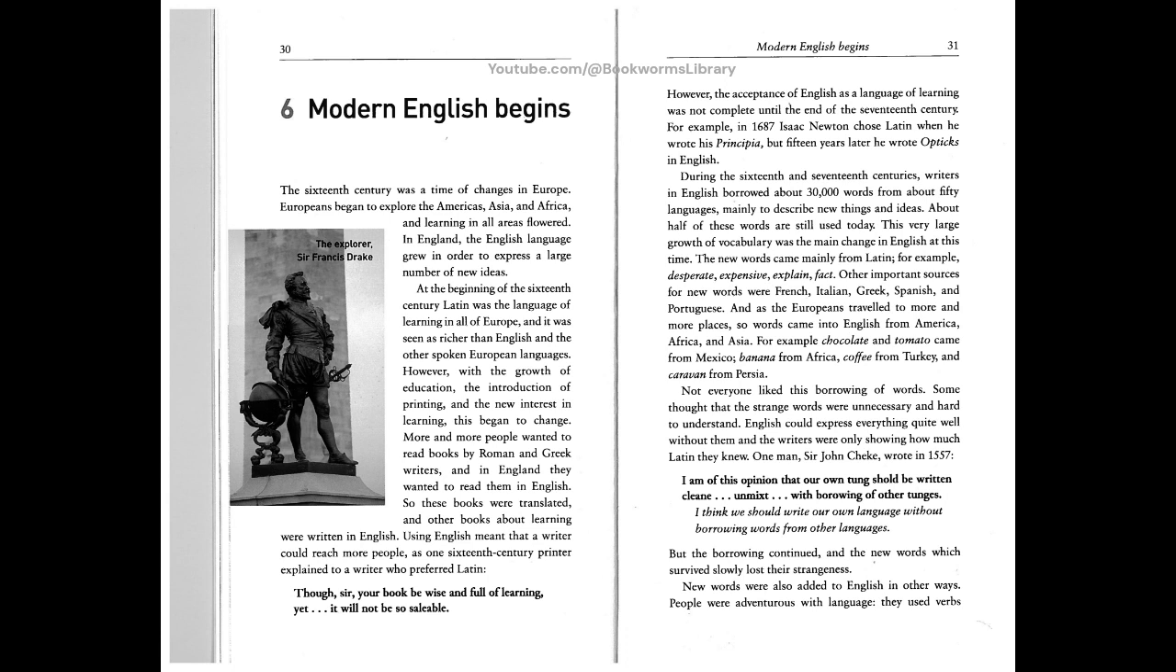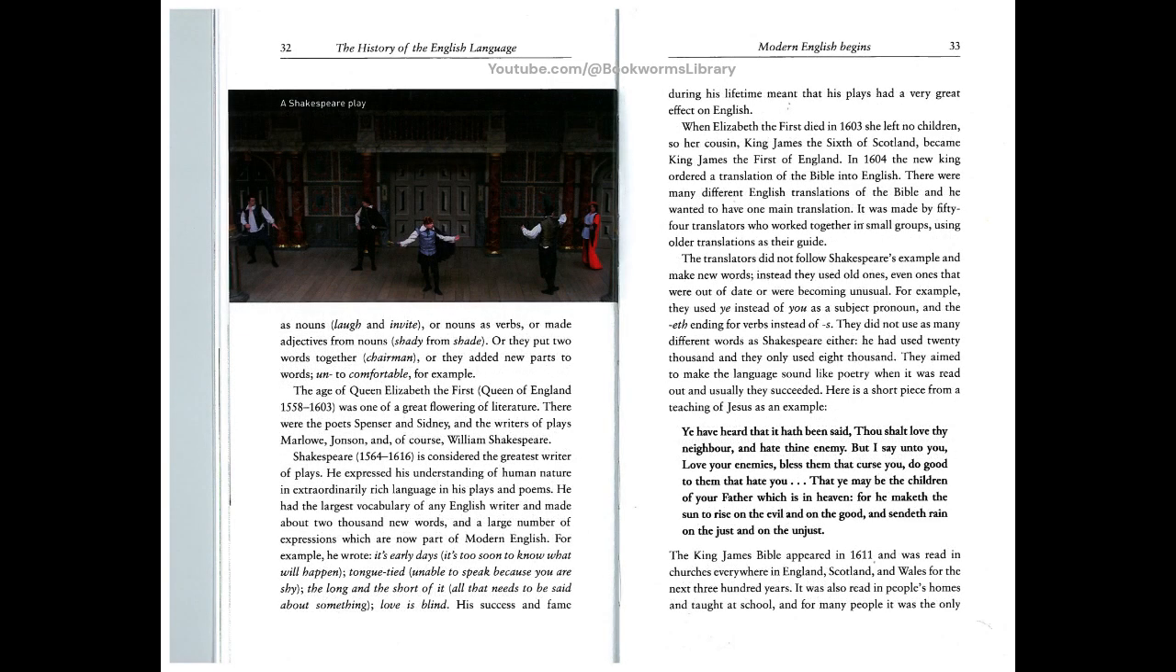New words were also added to English in other ways. People were adventurous with language. They used verbs as nouns, laugh and invite, or nouns as verbs, or made adjectives from nouns, shady from shade, or they put two words together, chairman, or they added new parts to words, uncomfortable, for example.